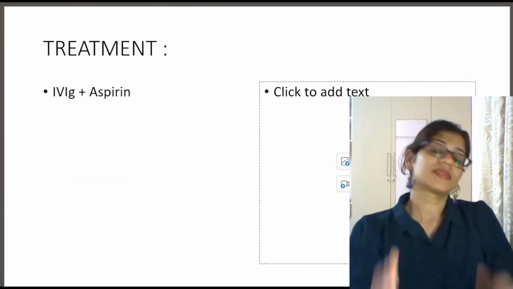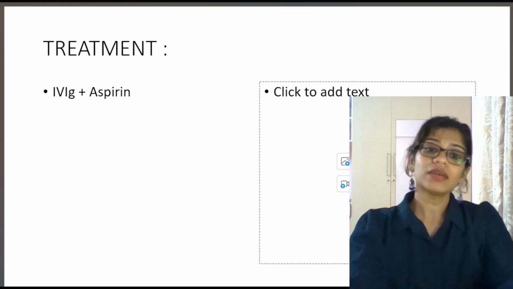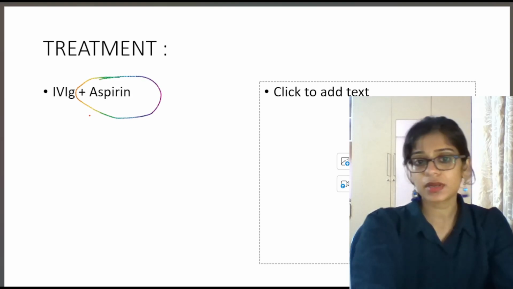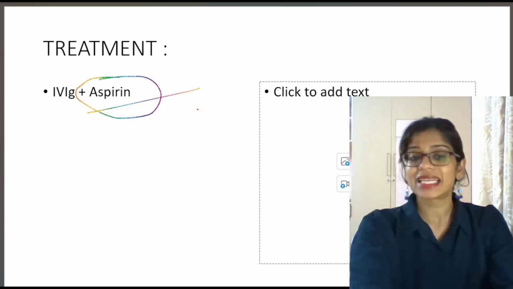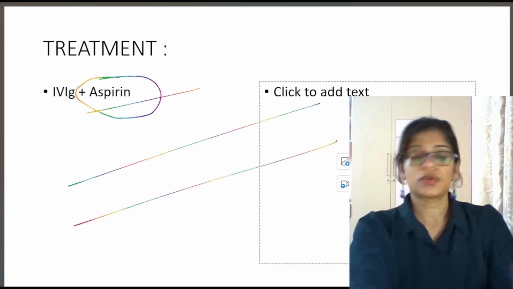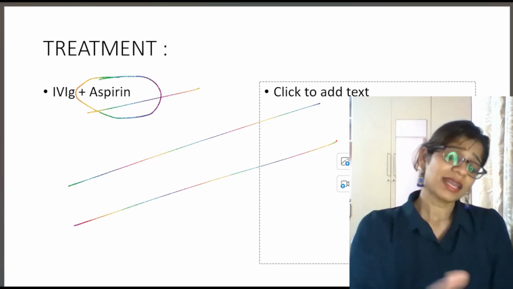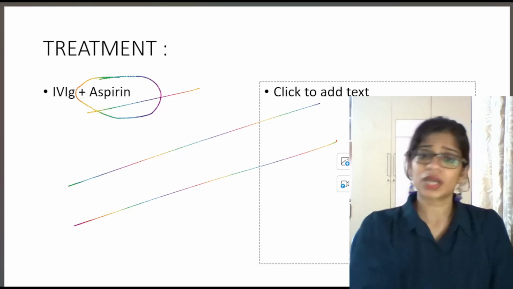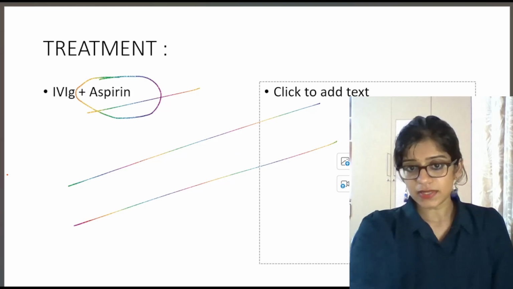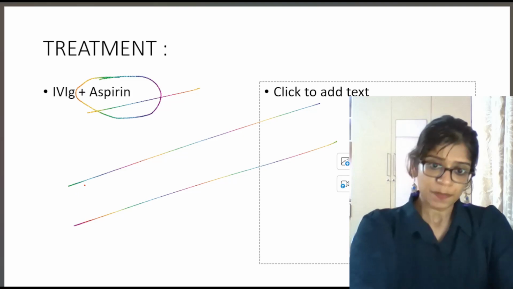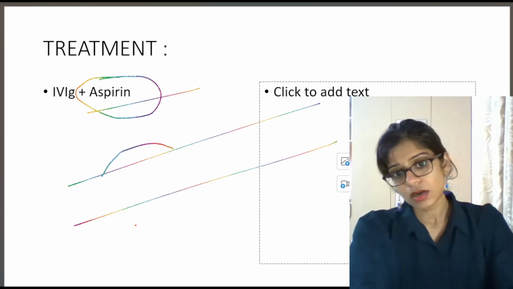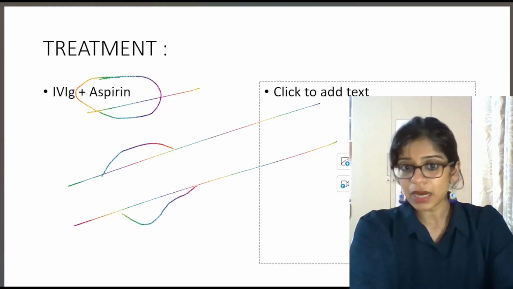I told you this is an autoimmune condition, so you give IV immunoglobulins and you give what? Aspirin. Why aspirin? It has an anti-platelet effect. See, when I'm drawing a blood vessel here, why in Kawasaki's disease is there coronary artery involvement? I told you coronary arteries are mostly affected in this disease. I've drawn a coronary artery, and because of autoantibodies, the coronary arteries can become inflamed.